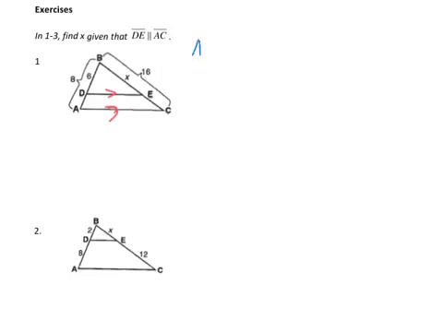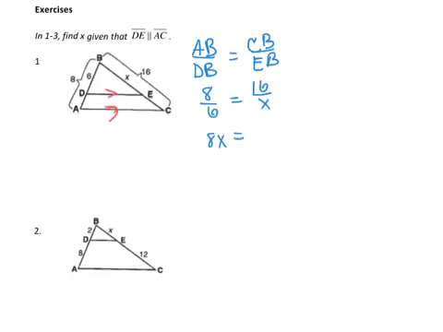I know that AB over DB is going to be equal to CB over EB. And now I just substitute in. AB is 8, DB is 6, CB is 16, and EB is x. So you cross multiply, and you get 8x is equal to 96. And in this case, x is going to be equal to 12. That's the only thing I'm looking for, so I am done.